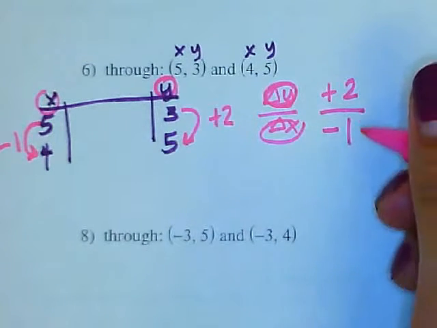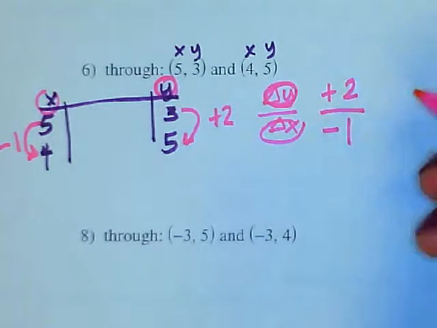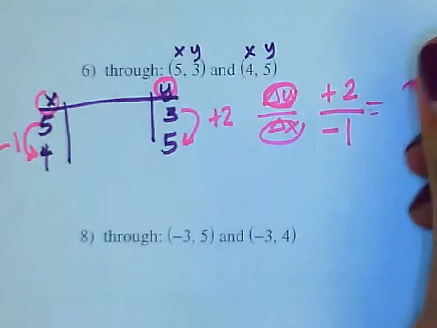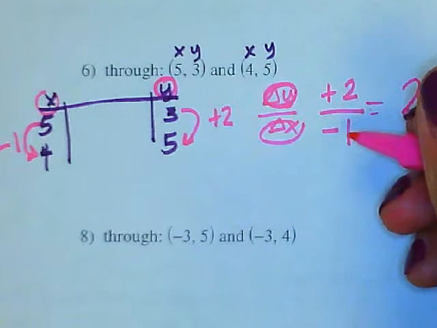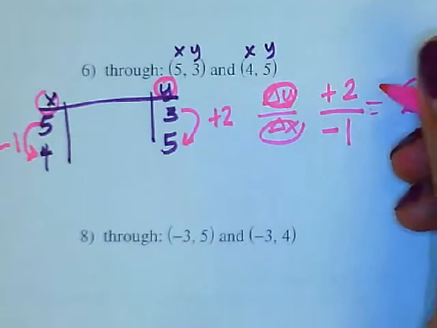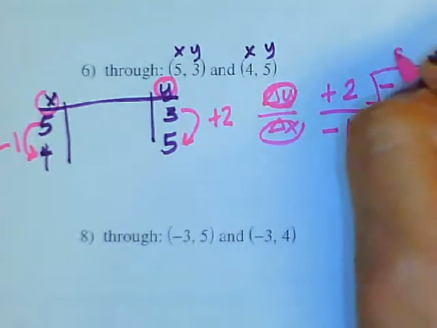From here, 2 over 1, anytime a 1 is underneath in the denominator, that means that this is a whole number. So 2 divided by 1 is 2. There's only one negative. It doesn't have a pair. It's by itself, all lonely. That means this is going to be a negative 2. This is my slope.